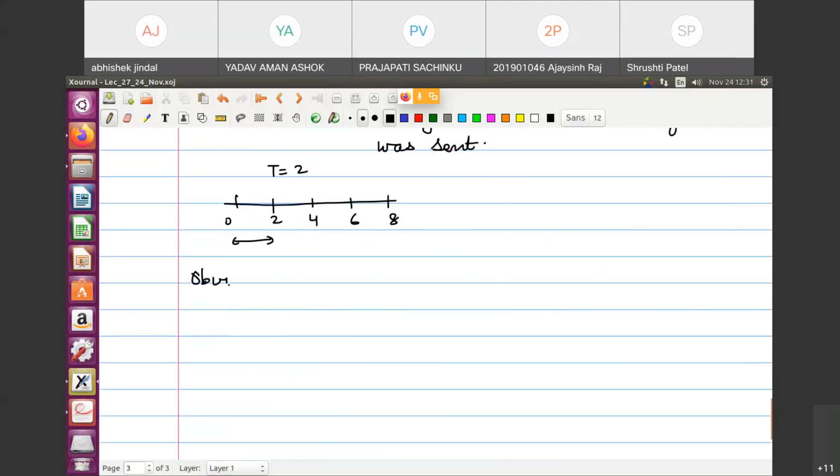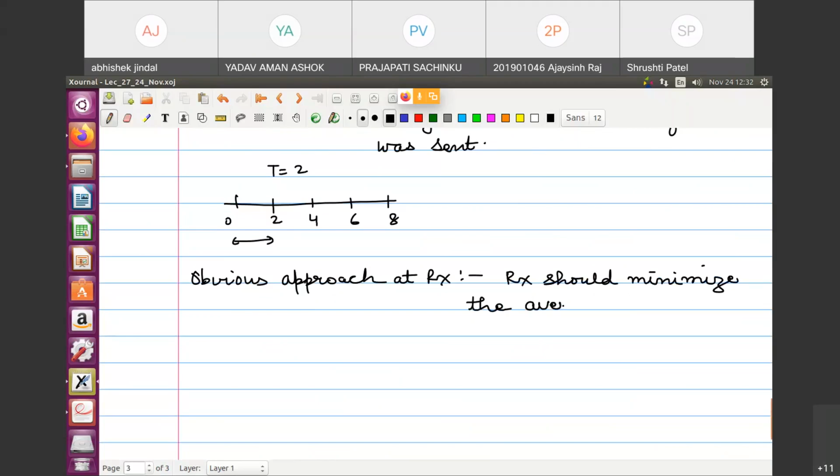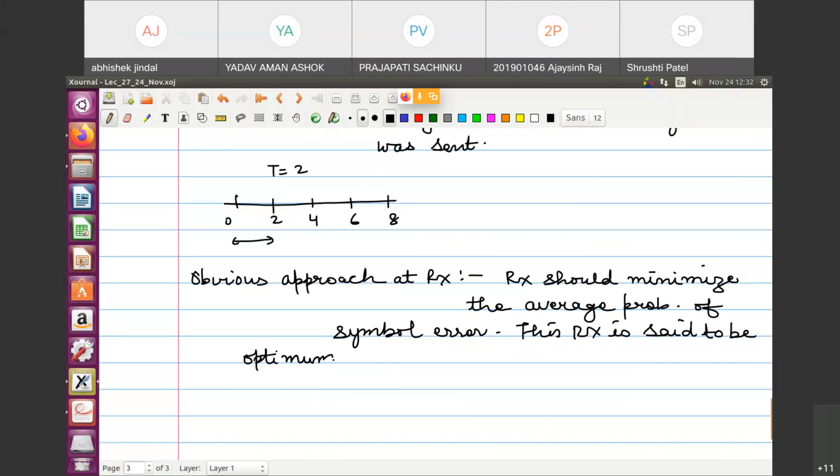Now, an obvious approach at the receiver. So, what will you do? I think that we have already done this for the binary case. So, the obvious approach at the receiver, which may or may not be optimal, may not be the best, but you can say an intuitive approach or an engineer's approach, is to minimize this P of E. So, the receiver should minimize the average probability of symbol error. This receiver is said to be optimum in the minimum probability of error sense.